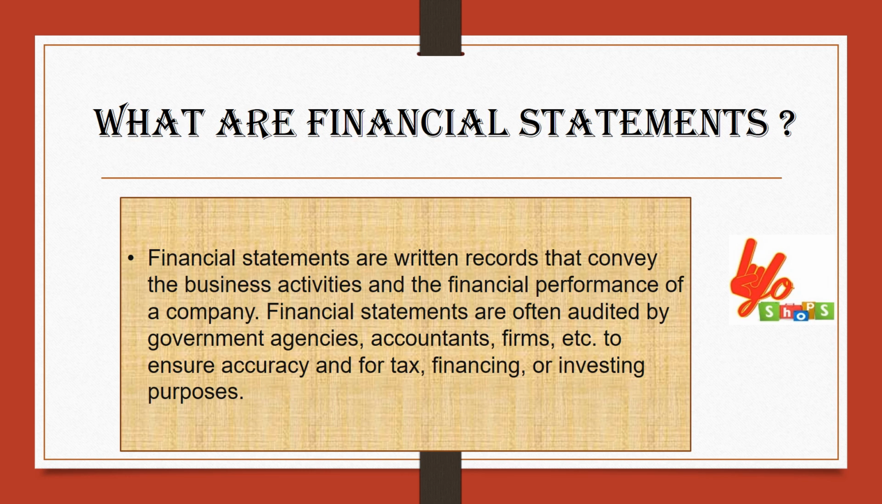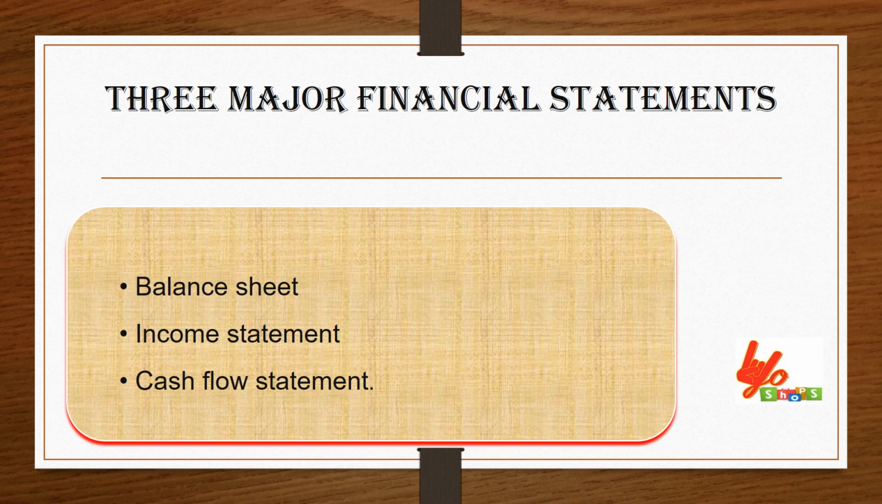What are financial statements? Financial statements are written records that convey the business activities and the financial performance of a company. Financial statements are often audited by government agencies, accountants, firms, etc. to ensure accuracy and for tax, financing or investing purposes. So there are three major financial statements. First one is balance sheet, second one is income statement, and the third one is cash flow statement.